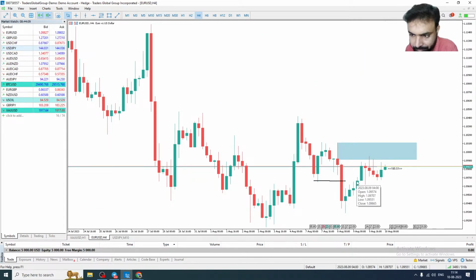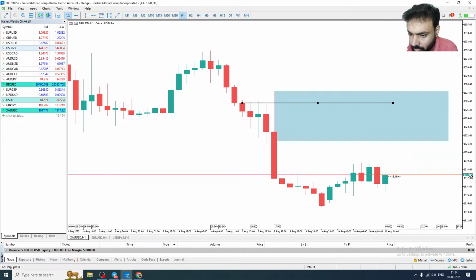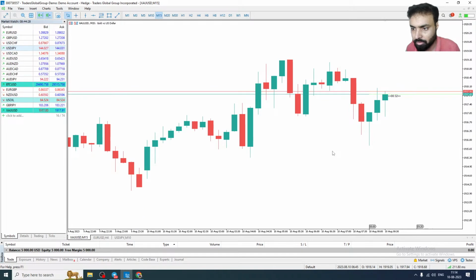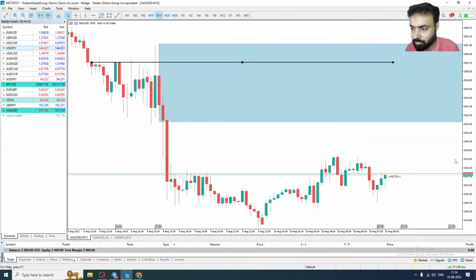Euro USD, gold. If you can see here, gold has broken the structure and is reacting from this swing point. From this swing point, it is reacting. It's going up. Now, what can we do now? We'll wait for gold to break this structure, at least this structure.